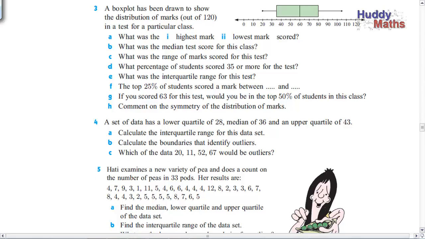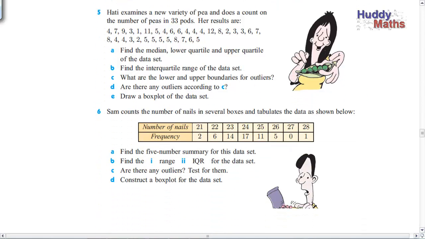Let's go to question 5. We've got a couple more here, 5 and 6. Now here's the first one you've got to be careful of. You've got a number of nails and each one occurs a different number of times. So you're going to have to go to stat mode and put in list 1 the number of nails in the box, and then in list 2 you'll put the frequency, how many times each of those number of nails occurs.